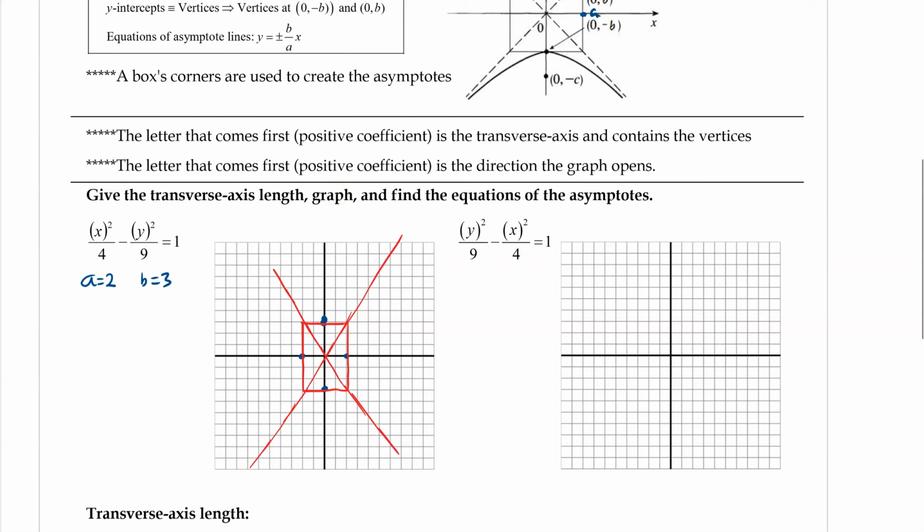All right. So how do we graph it now? So we have 4 points on here. And the points we're going to use are the ones that go first. So this means x goes first. This is our vertices. We're at that point. So that's our vertex. It's on the x-axis. And so then you use the asymptotes that you created with the box to graph it.